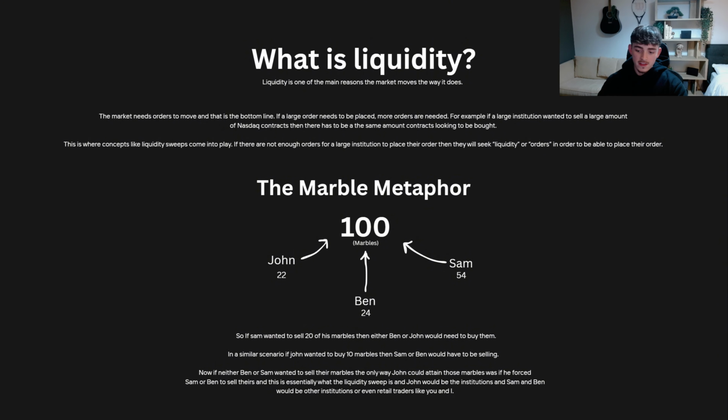John would be the institutions, and Sam and Ben would be other institutions or even retail traders like you and I. If John wanted to buy 10 marbles, then either Sam or Ben would have to be selling them to him. Now, if they do not want to sell them to him, what does he do? He has to steal them. And this is what a liquidity sweep is. It's where basically the market will come and take orders to allow bigger positions. Let's say John, for example, and they would stop out Sam's 10 orders to then be able to let John buy 10. Okay, so that's how that works.